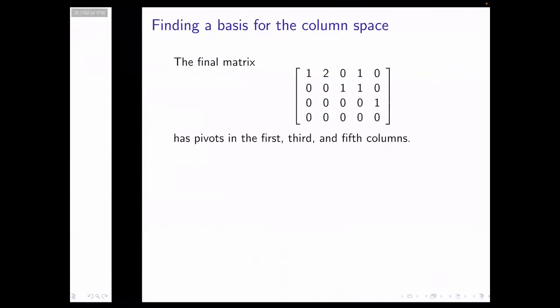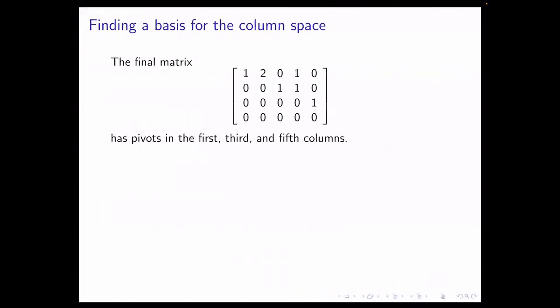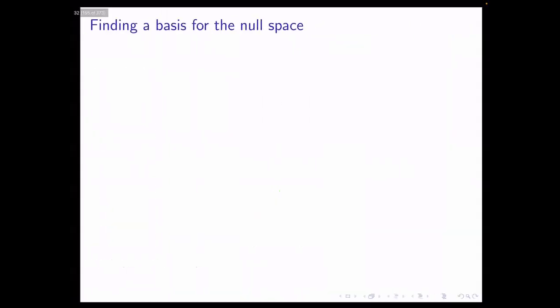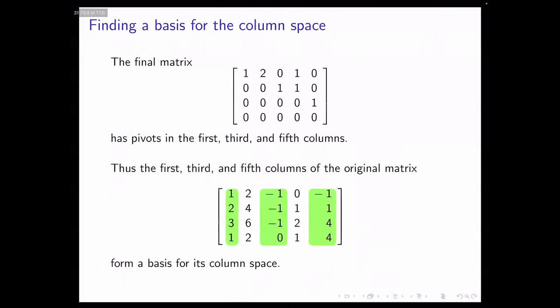This final matrix has pivots in the first, third, and fifth columns. Thus, the first, third, and fifth columns of the original matrix form a basis of its column space. We can just dial back those elementary transformations. They form the basis of the subspace of these five vectors, so the other two vectors can be expressed as linear combinations of these three.